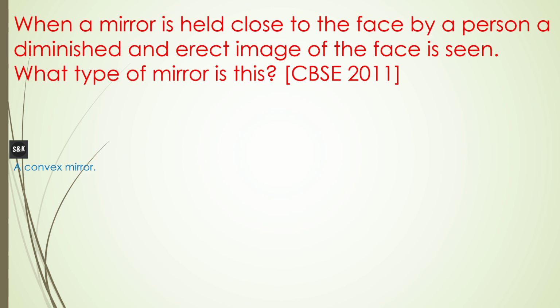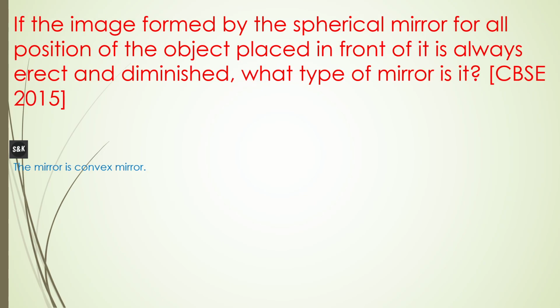When a mirror is held closer to the face of a person, a diminished and erect image of the face is seen. What type of mirror is it? So it is a concave mirror. Next, if the image formed by a spherical mirror for all positions of the object placed in front of it is always erect and diminished, what type of mirror is it? The mirror is a convex mirror.